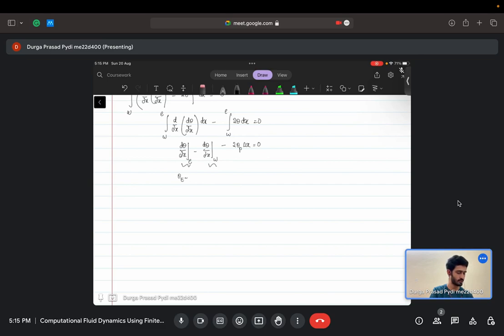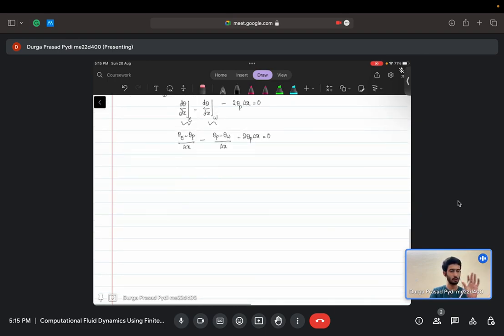theta east minus theta p by delta x, minus theta p minus theta w by delta x, minus 2 times theta p delta x equals 0. So if I just group the terms together, for theta e we have a term of 1 over delta x, and for theta west we have 1 over delta x. We don't have any constant terms here, so I'm just writing 0, equals, and for theta p we have 2 over delta x.